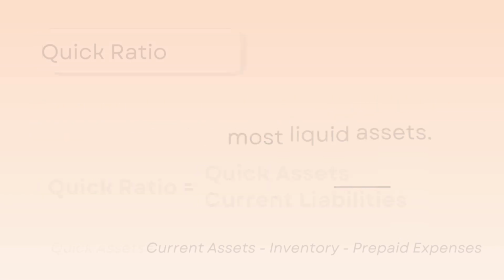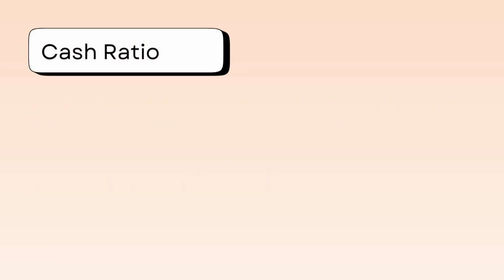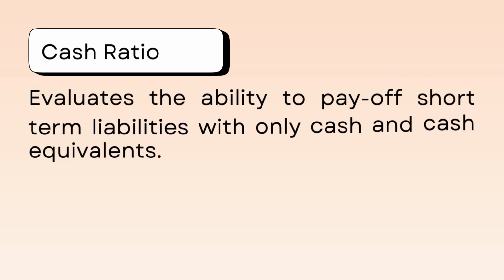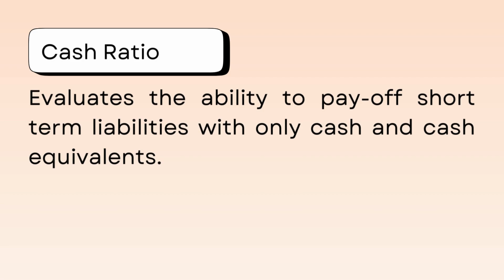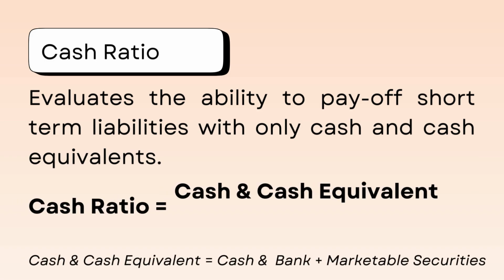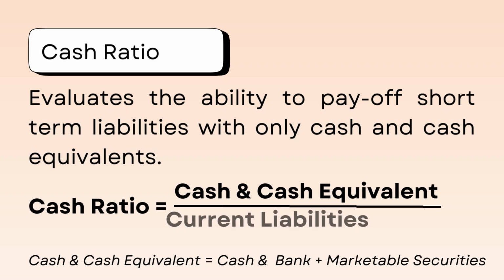Next is the cash ratio or absolute liquidity ratio. This ratio considers only those current assets which are readily available to the company for paying off debts. Thus, it evaluates the ability to pay off short-term liabilities with only cash and cash equivalents. Thus, cash ratio is equal to cash and cash equivalents divided by current liabilities. A company is considered financially sound if it has a cash ratio of 1 or more. Hope you have understood these ratios.